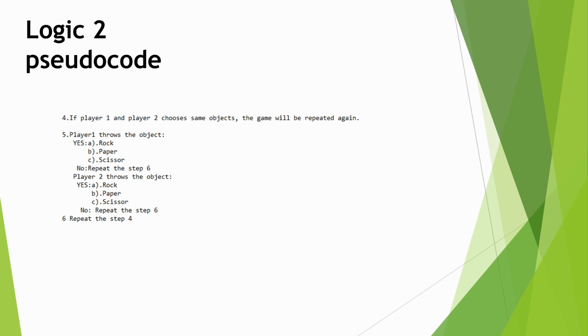Procedure code 2. This determines what each player will throw, and if not, to repeat the steps from step 4, which is to repeat the game again.